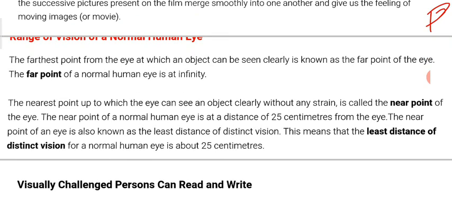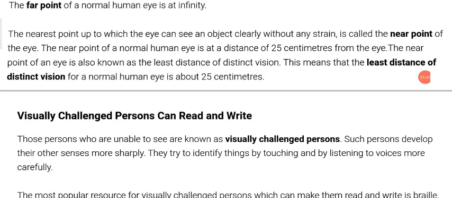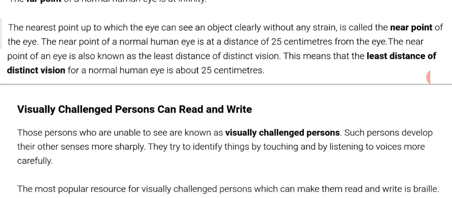Now let us see the range of vision of a normal eye. The farthest point from the eye at which an object can be seen clearly is known as the far point of the eye. The far point of a normal human eye is at infinity. The nearest point up to which the eye can see an object clearly without any strain is called the near point of the eye. The near point of a normal human eye is at a distance of 25 centimeters from the eye. It is also known as the least distance of distinct vision. This means that the least distance of distinct vision for a normal human eye is about 25 centimeters.